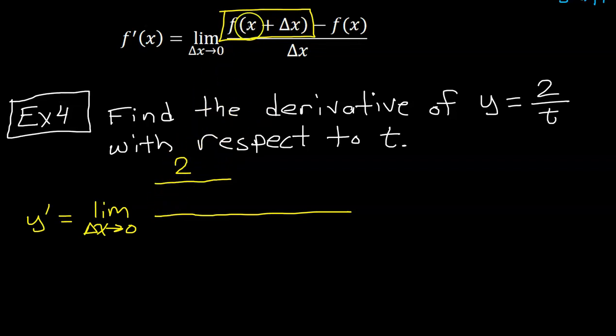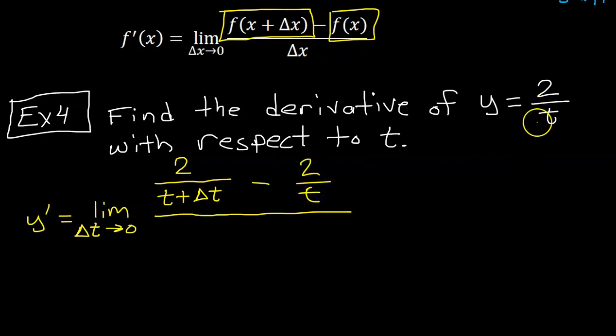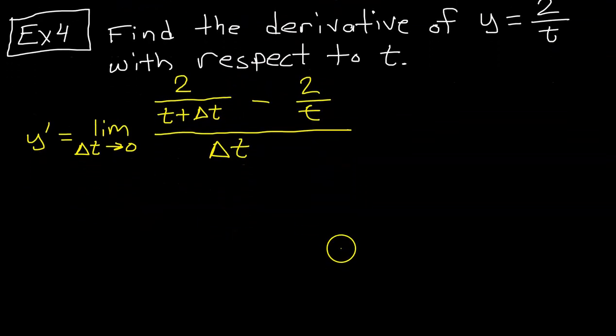Well, actually, I'm messing up already. We should be using t's instead of x's. So I should be doing t plus delta t. And when I said delta x down here, I should have said delta t. Okay, just a different variable. Everything else is the same. Anyway, now we're going to do this part where we're doing minus f of x, but it will be minus 2 over t. It's just minus the original function. And in the denominator, of course, we will have delta t. Okay, so there's the definition of derivative.